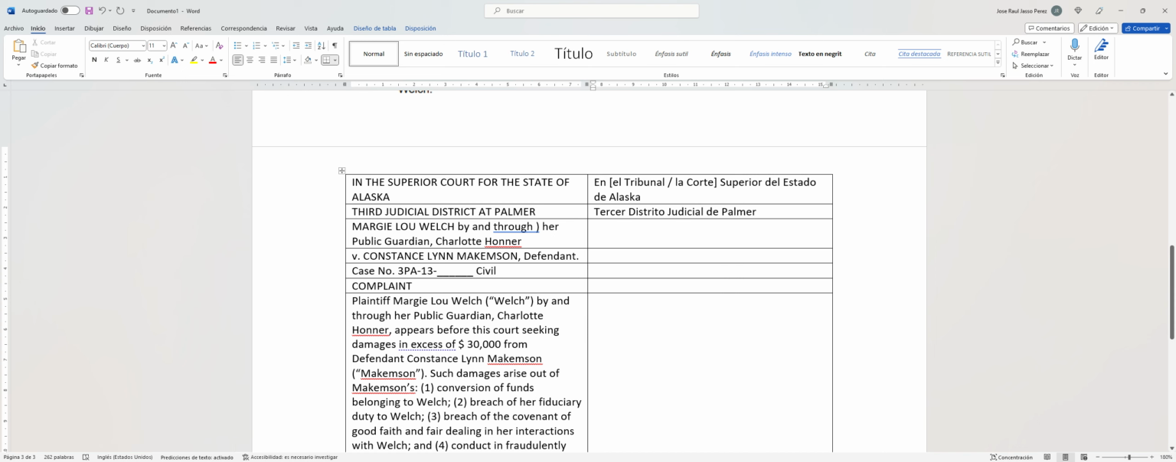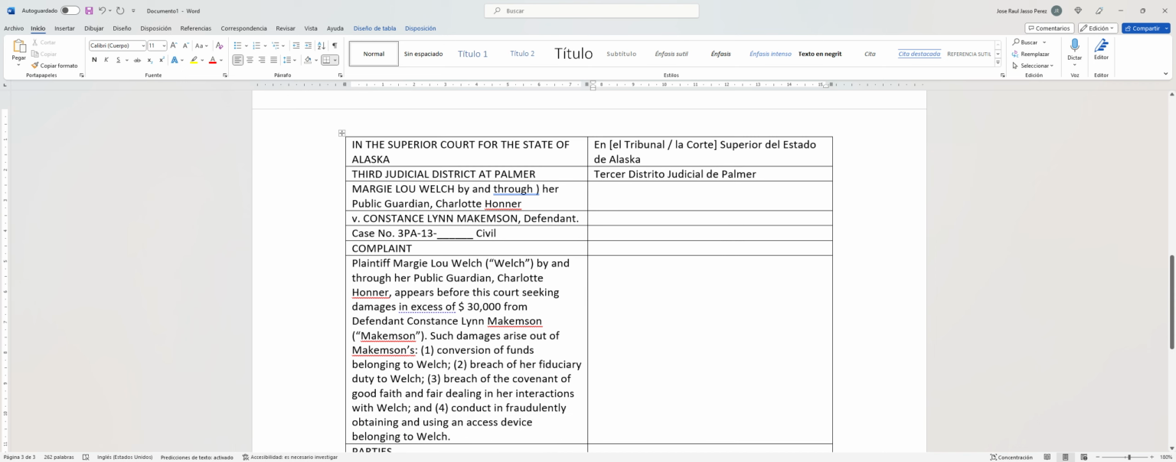So let's begin. The complaint starts with the title of the court in which the complaint was filed, in the Superior Court for the State of Alaska, which I translated as en el tribunal. You can use both of these, en el tribunal or en la corte, as you wish. Both are correct. El Tribunal Superior del Estado de Alaska. Third Judicial District at Palmer, Tercer Distrito Judicial de Palmer.